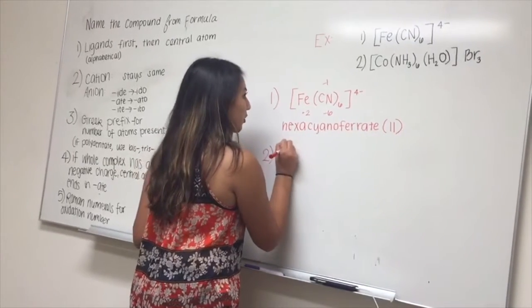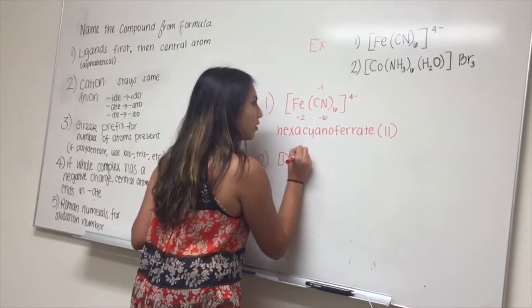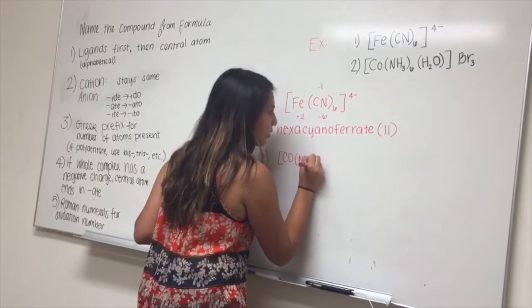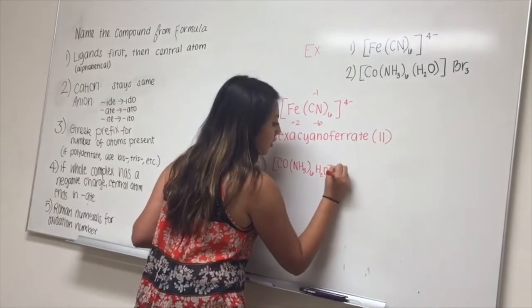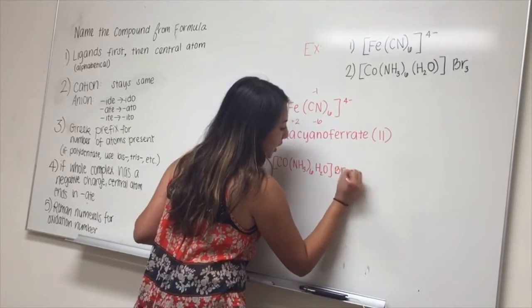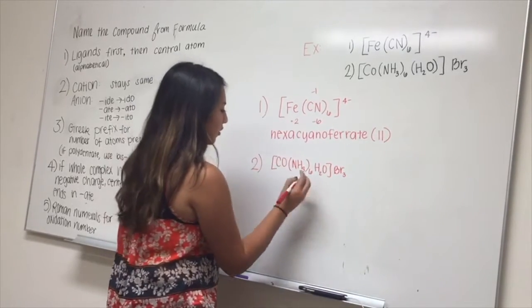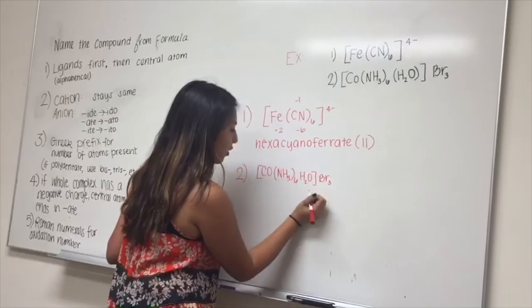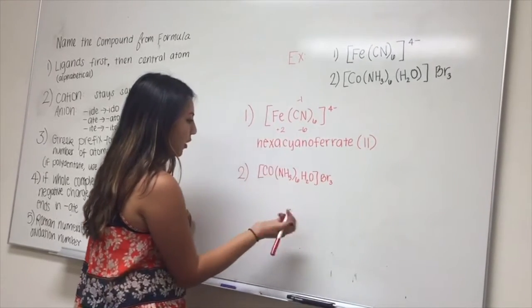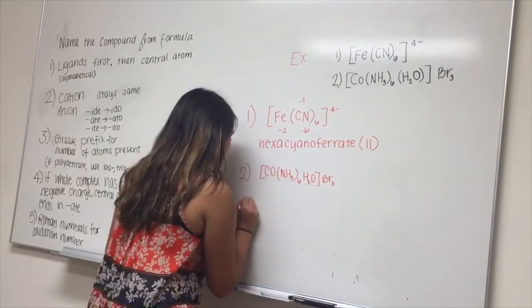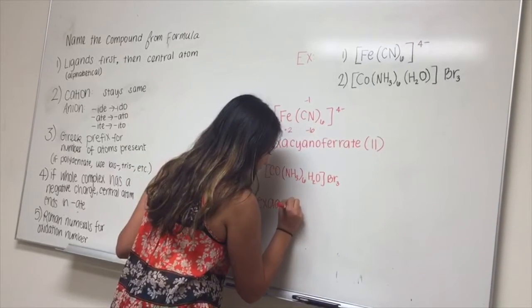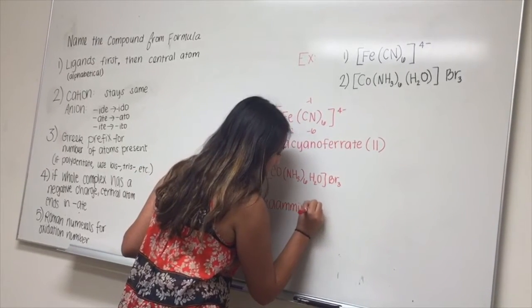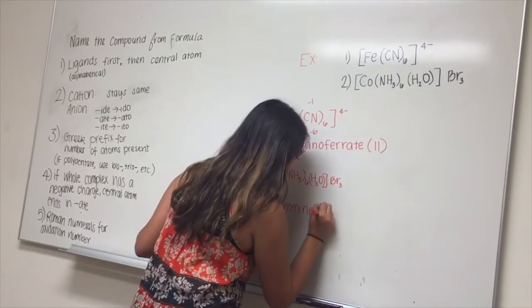Then for our next problem, for starters, we need to write out the ligands. So this is amine and this is aqua. So this is going to go first alphabetically. There's 6 of them. So it's going to be hexaamine. And there's 1 aqua. So that's going to be aqua.